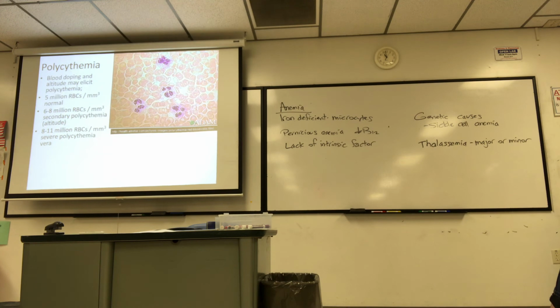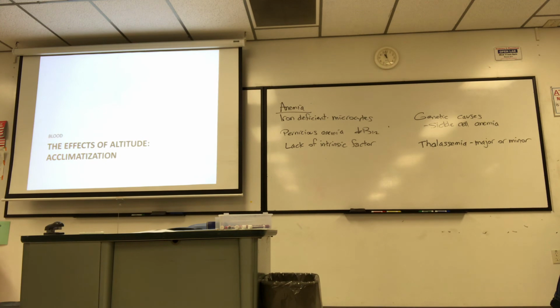Again, here's the other extreme, polycythemia. You have normal versus secondary versus severe. This middle category is just living at altitude. You worry about severe polycythemia because of blood circulation problems. It just gets too goopy. And the response for human physiology, for all humans, if you go to altitude, because you can drive up to the mountain, is called acclimatization.